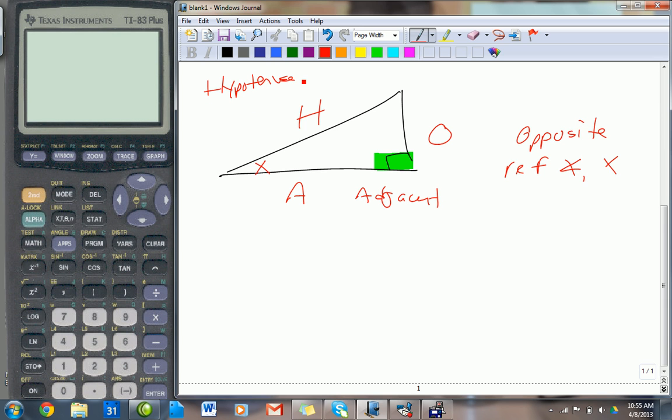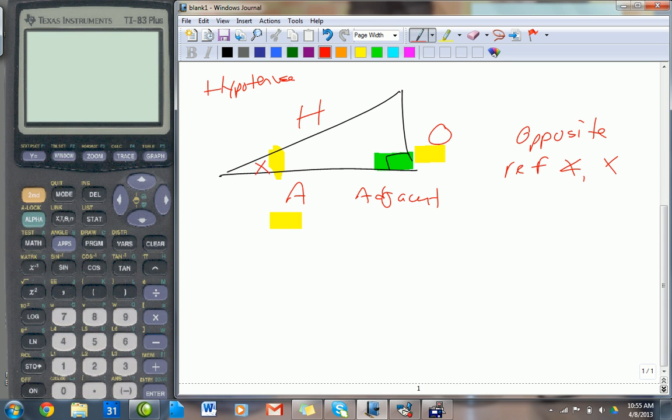So we have three sides, and depending on where our reference angle is, our opposite and our adjacent could potentially switch. But the hypotenuse is always the biggest side, across from 90, no matter which non-right reference angle I use. We always use one of the two non-right angles as our reference angle. Based on that setup, we're going to define three new trigonometric functions.